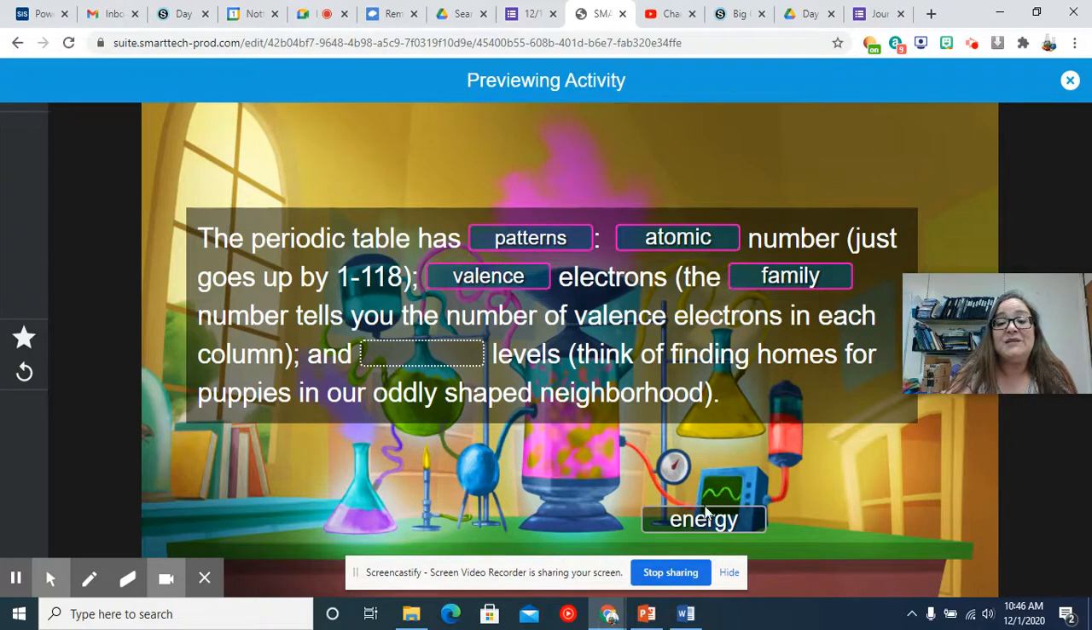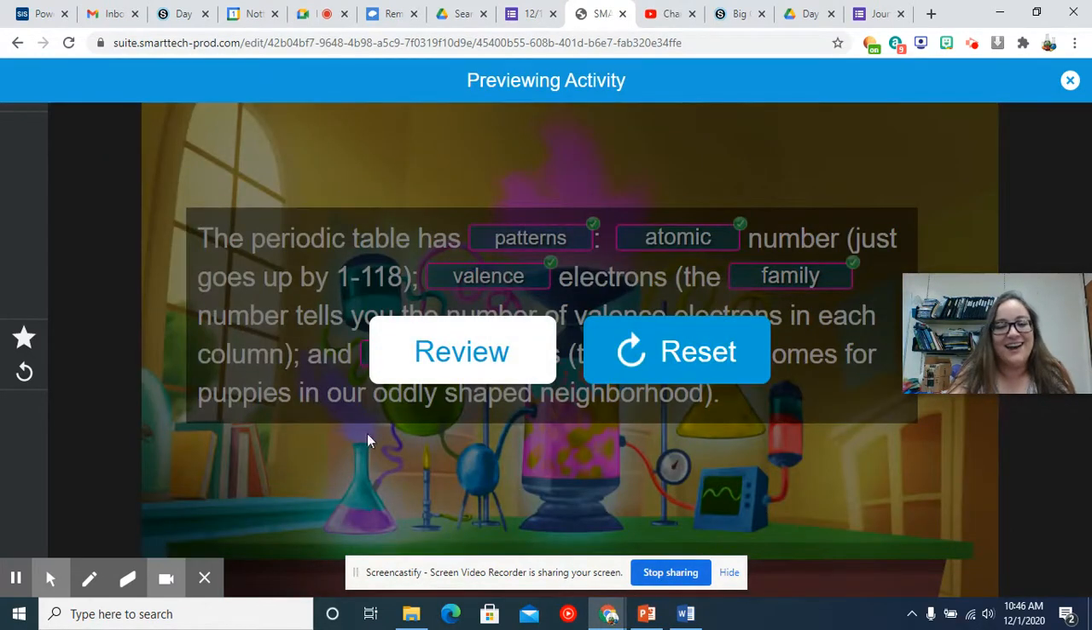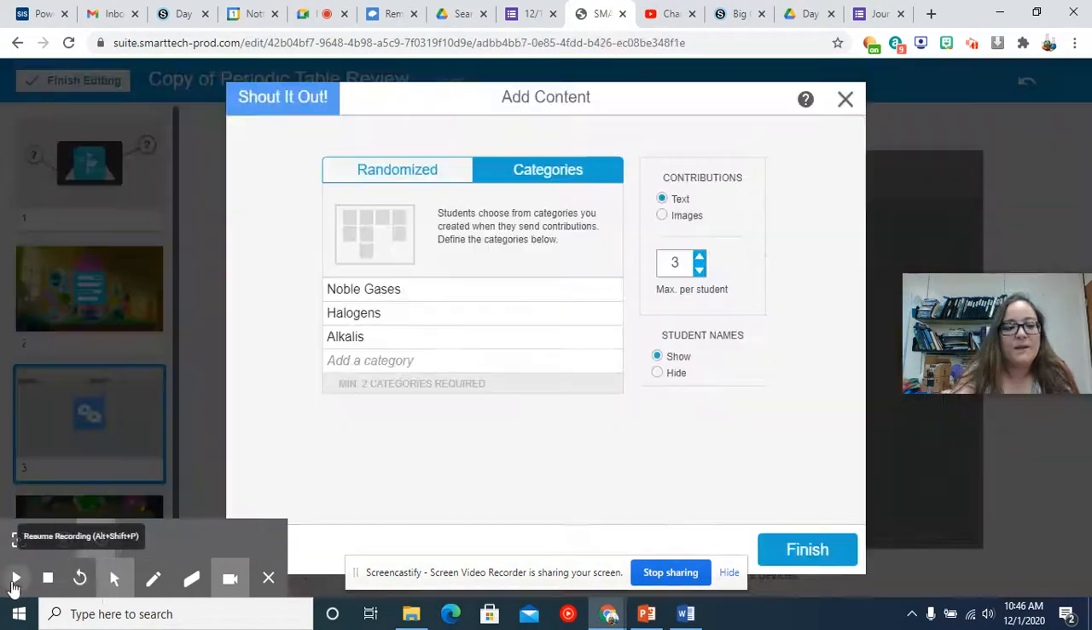And then the E in PAVE stands for energy levels. So that's what we were using when we were finding homes for our puppies in our little oddly shaped neighborhood. And look at that, I got it correct. All right, hang on, pause for the next one.